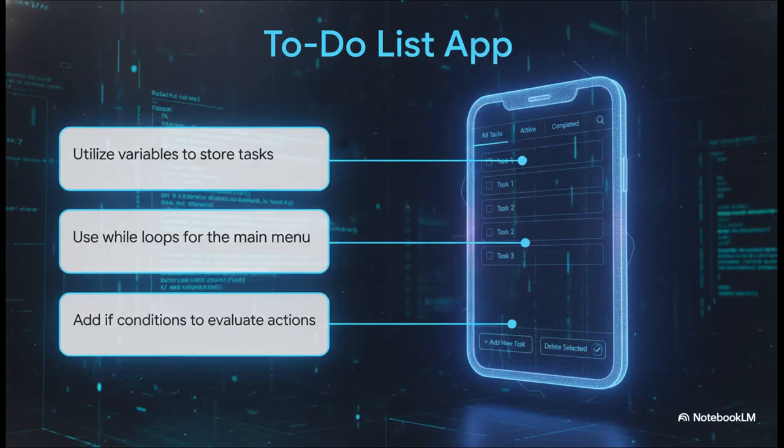And the beautiful part is, these exact same concepts apply to almost anything you want to build. Want to create a persistent to-do list application? Easy. You just use variables or lists to store the user's daily tasks, a while loop to keep the main menu persistently running on the screen, and if conditions to evaluate whether the user wants to add a new task, delete an old one, or just view their current list. Functions, loops, and conditions. These are literally the atomic elements of every single interactive application out there.